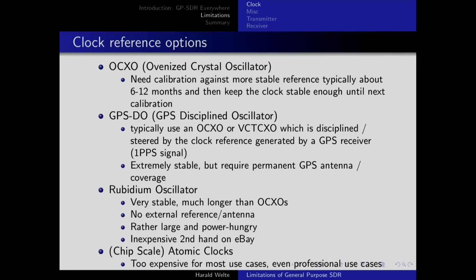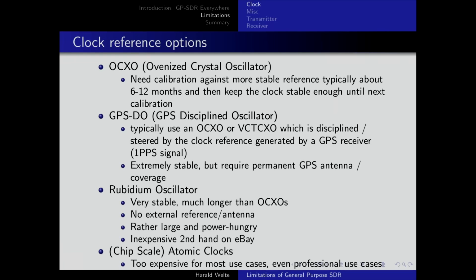And good OCXOs, it's sufficient to calibrate them once every 6 to 12 months, and then you can run with stable frequencies. That's nice, but still you need to recalibrate. And yeah, so an option that's relatively inexpensive that many people use is the GPS disciplined oscillators. A GPS disciplined oscillator basically has an oscillator that can be an OCXO or a TCXO, that's a voltage controlled temperature compensated crystal oscillator, which is disciplined or steered by the clock reference that is derived from the GPS signal.